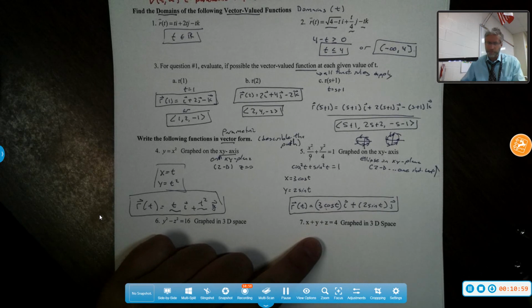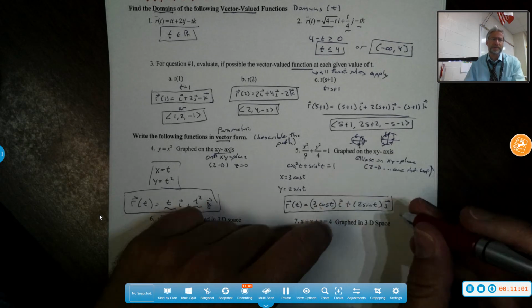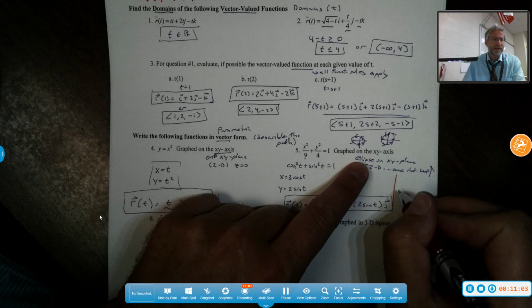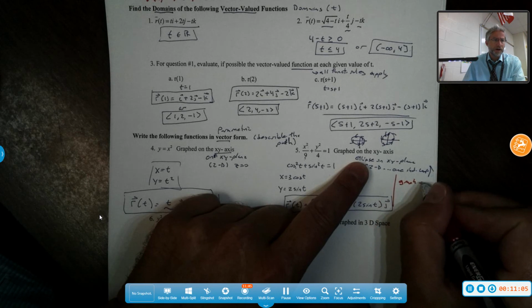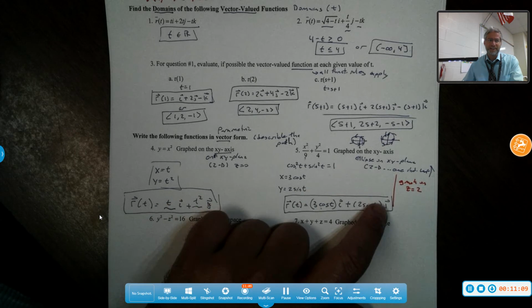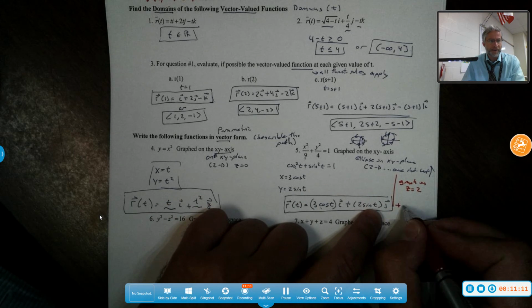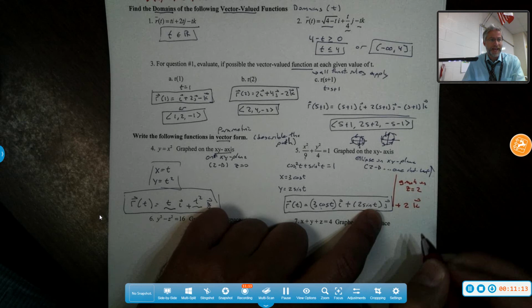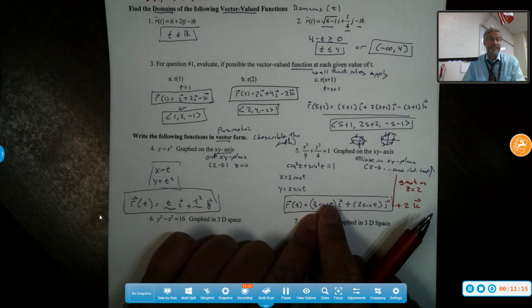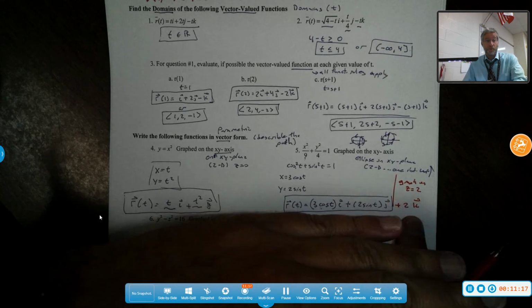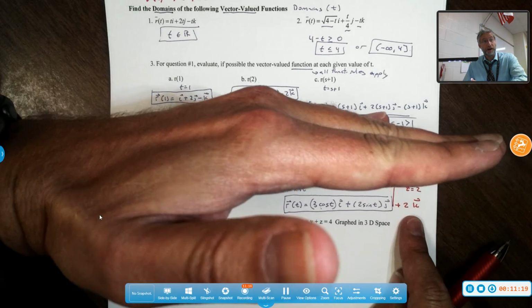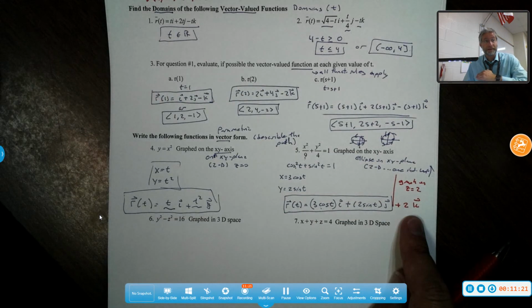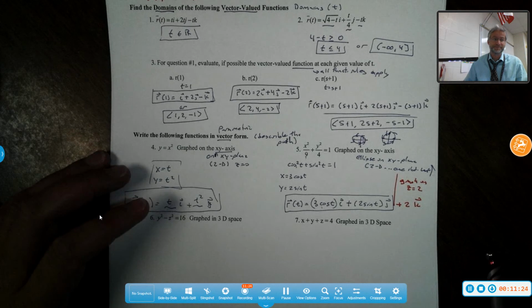But the next question I want to ask you is, what happens if it's not graphed on the xy plane? What if we said graph on z equals 2? Well, in that case, all we would do is add 2k. So this would be our ellipse raised up 2 units above the xy plane. And that's what that would look like right there.